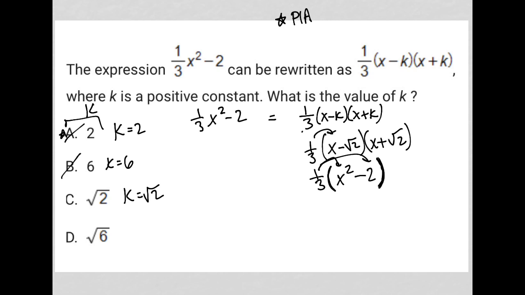So then when I distribute by 1/3, I have 1/3 x squared minus 2/3, which of course is not the same as 1/3 x squared minus 2. So that's why C is gone.